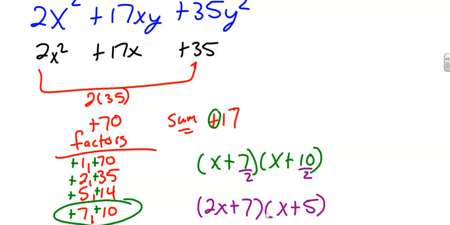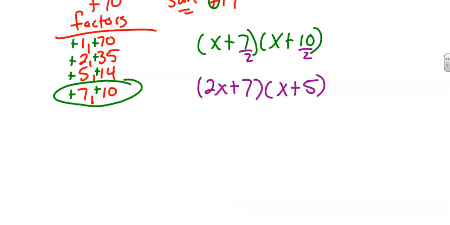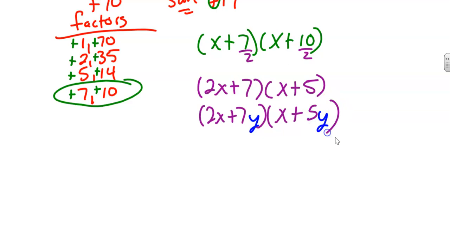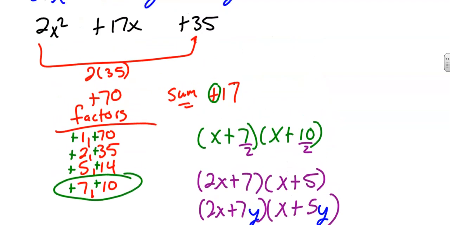Okay, the only difference we do with this second variable, when you get your answer, is you just go back and tack a y on the second numbers. So it's 2x plus 7y, and then x plus 5y. So you still set it up, still do the exact same thing, just the difference is, instead of just being 2x plus 7 and x plus 5, if there's a second variable, just go back and put the variable on those numbers. Works out the exact same way.